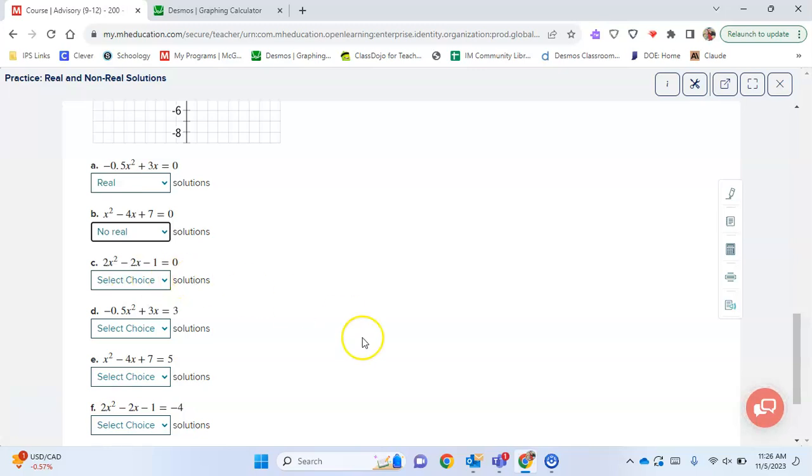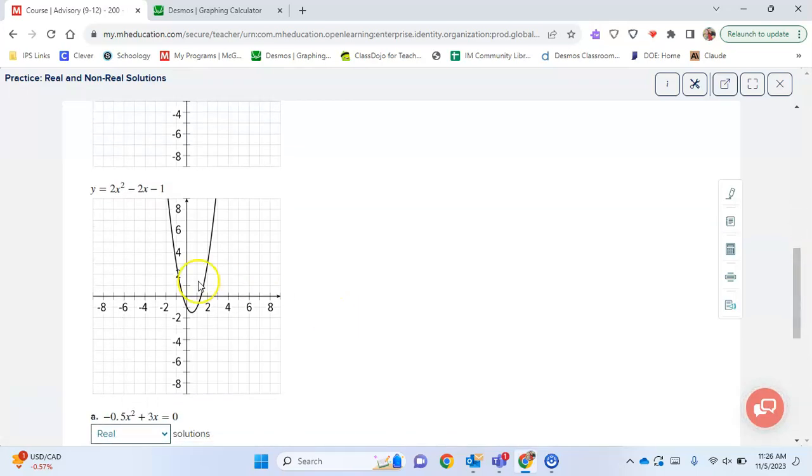2x squared minus 2x minus 1 equals 0. The graph touches the x-axis there and there. Two real solutions.